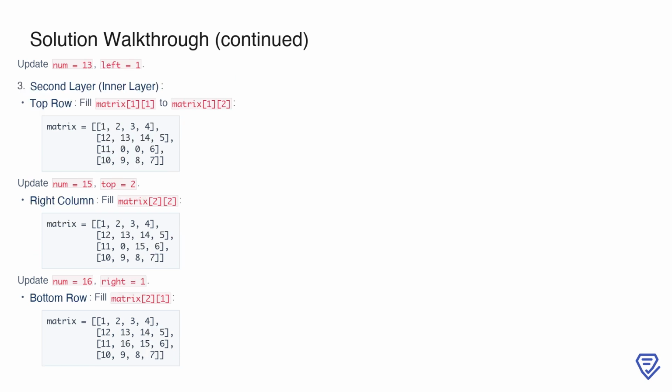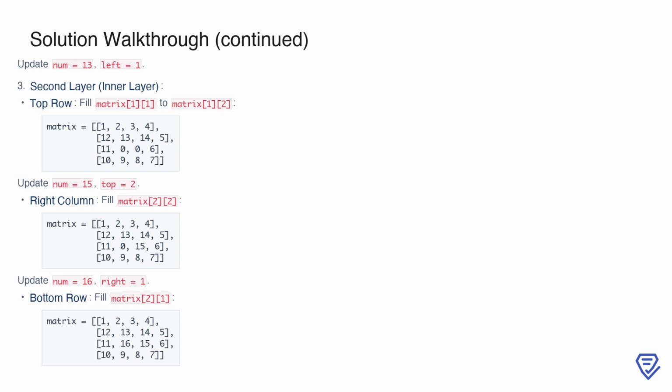With the outer layer complete, we proceed to the inner layer. Starting with the top row of the inner layer, we fill the cells matrix[1][1] and matrix[1][2] with the numbers 13 and 14. After this, the top boundary is incremented, and number is updated to 15. Next, we fill the right column of the inner layer, placing the number 15. Finally, we fill the bottom row of the inner layer with the number 16.